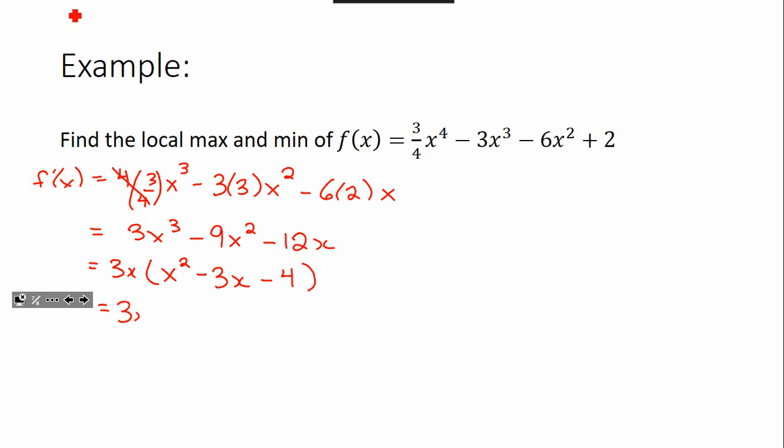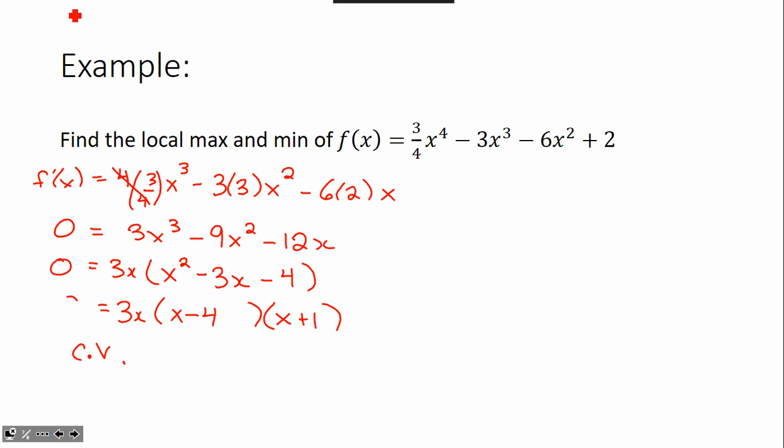I now can factor this. I get x minus 4 and x plus 1. And I have 3 critical values. Sorry, I should have made this all equal to 0. I'm going to have x is equal to 0, 4, and negative 1.